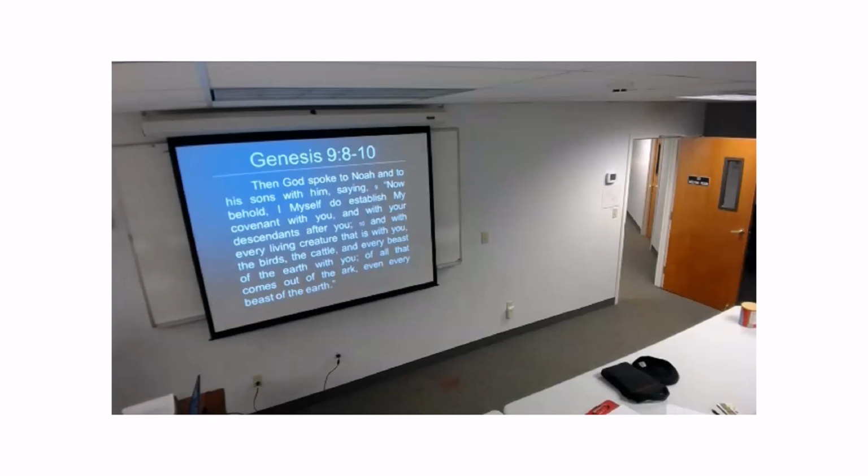And so here is the covenant that is made, the Noahic covenant we talked about in week 1. God spoke to Noah and his sons, saying, "Now behold, I myself do establish my covenant with you, and your descendants after you, and with every living creature that is with you, the birds, the cattle, every beast of the earth with you, and of all that comes out of the ark, even every beast." So this is a covenant with Noah, Noah's descendants, and with all of the creatures of the earth.